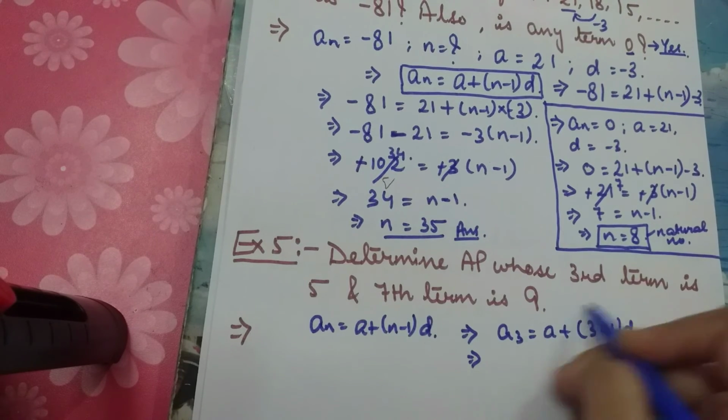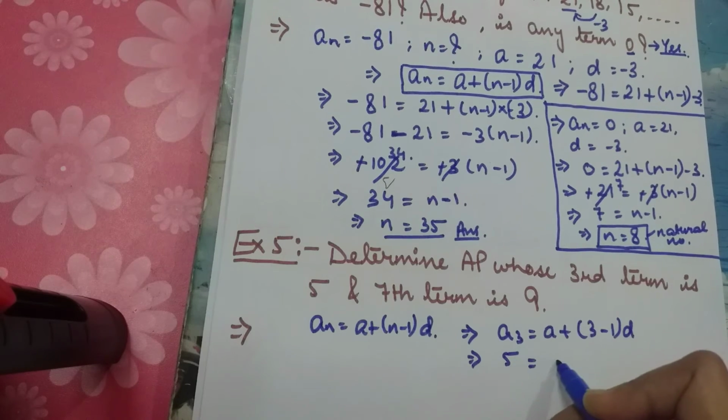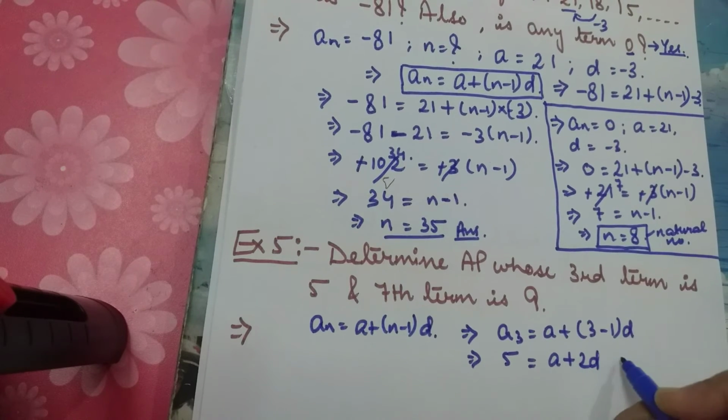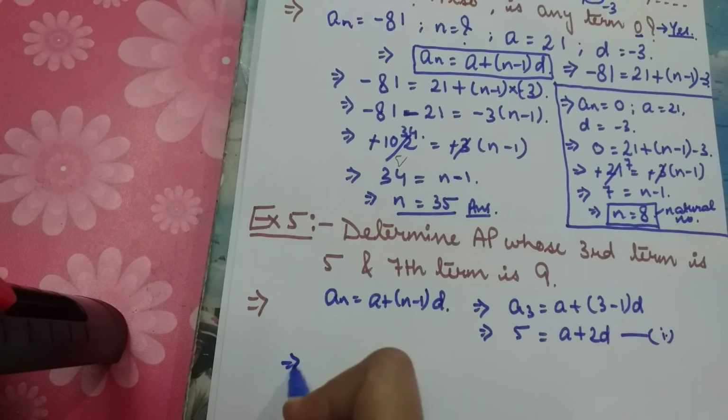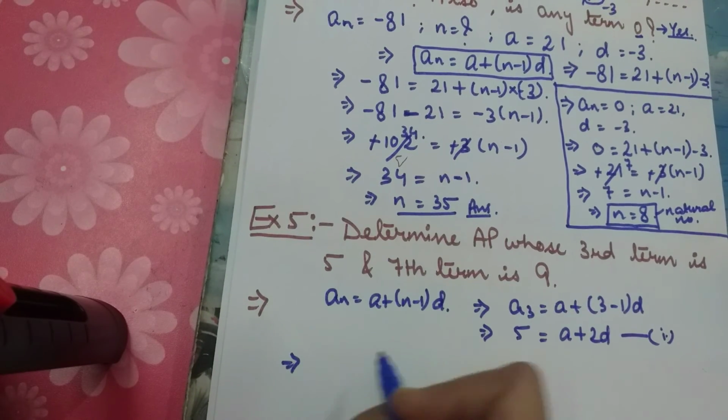So a3 is given, third term is 5, that is a plus 2d equals 5. See, one equation you have got. Second equation you will get by solving this part.